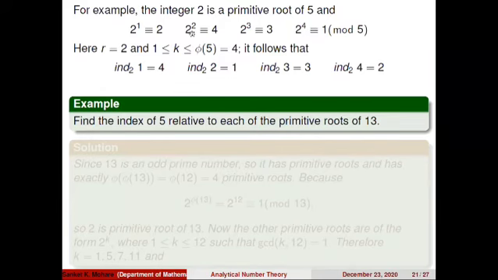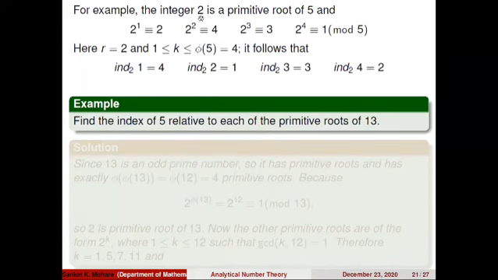Okay, now look at the previous example. The integer 2 is a primitive root of 5. So here n is equal to what? 5. So this integer 5 has 4 primitive roots. Among these, they have given 2 as a primitive root, for example.